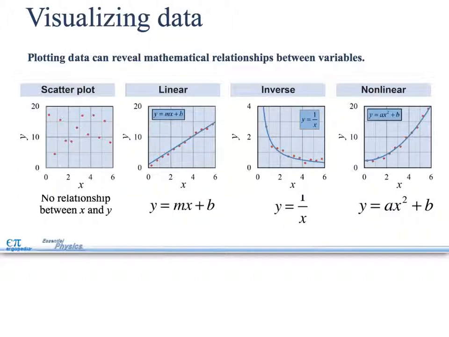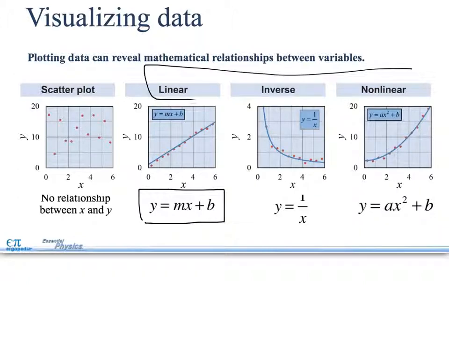Visualizing data. Plotting data can reveal mathematical relationships between variables. Scatter plot: there's no relationship. Linear: this is one you probably have seen before to find the slope of a line. Here's one, y equals 1 over x, and here is y equals ax squared plus b for the nonlinear. These are the most common that we end up seeing, with this being the most common.